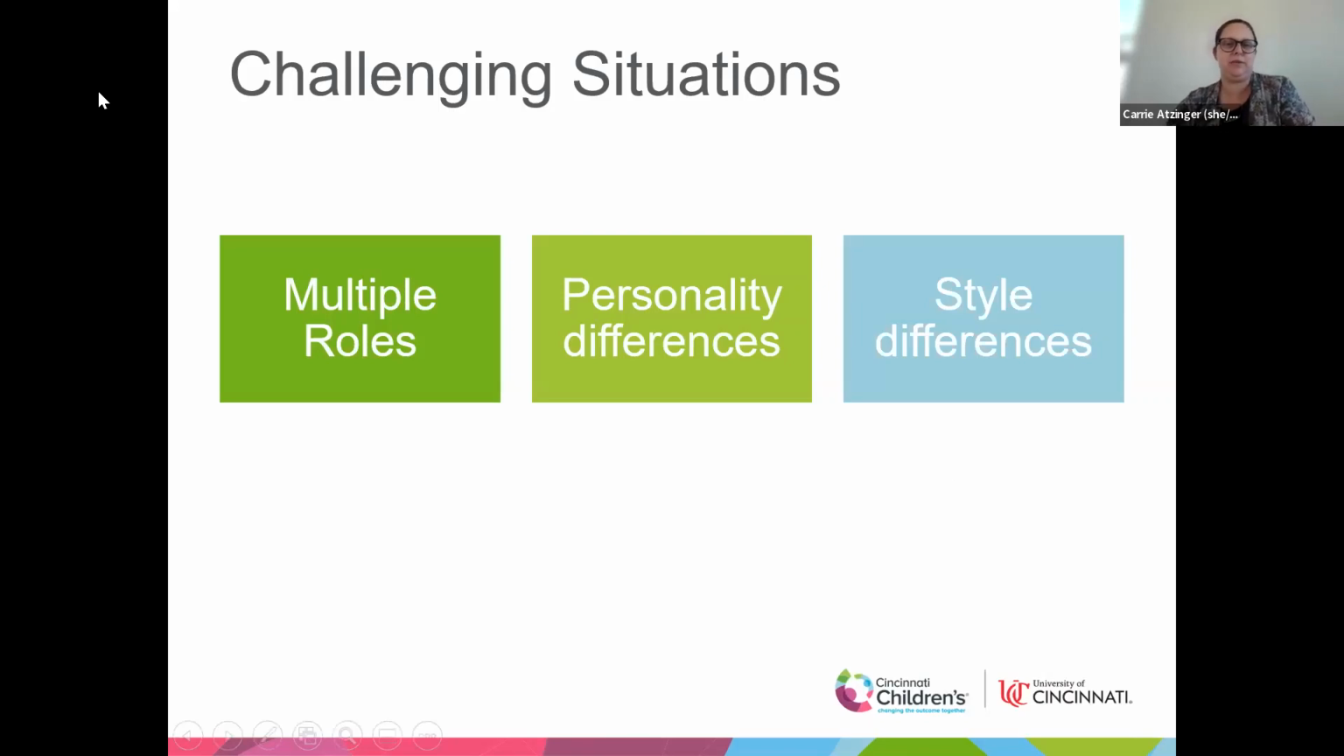Related to that, but a little bit different, is style differences. In every field, there are skills, but there are also different approaches to how you use those skills, different ways that you may do things. Figuring out what is just a different way of doing things than you're used to versus what is incorrect or should be done differently is something that takes some practice as a supervisor to figure out.